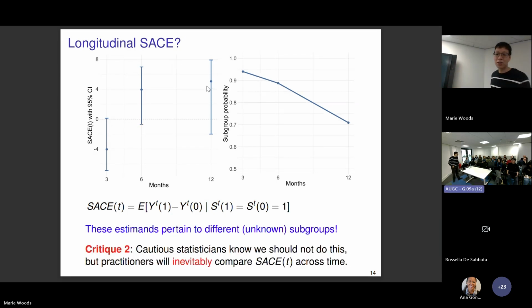So here comes the second critique. Even though I'm sure a lot of experts in causal inference here know we should not do this, if you present this plot on the left to a practitioner, they will inevitably try to compare these causal effects over time.